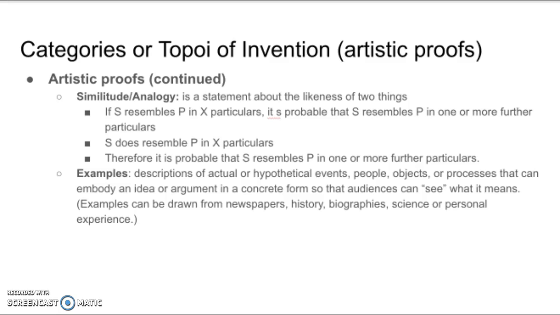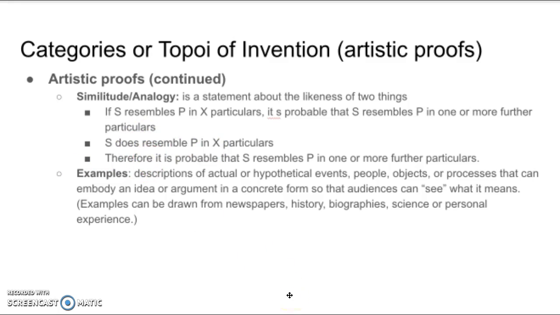The next logical step would be to say that S does resemble P in X particulars, so that dogs do resemble wolves in the fact that they have 4 legs, a tail, sort of pointed noses, and so forth. And then the third logical step would be to bring about the conclusion, and that's what the word therefore indicates.